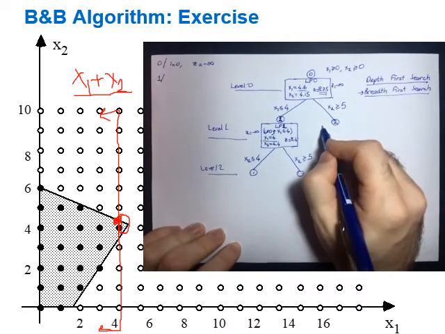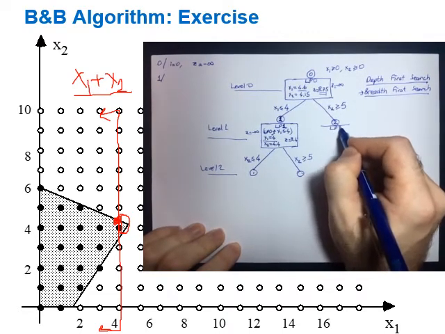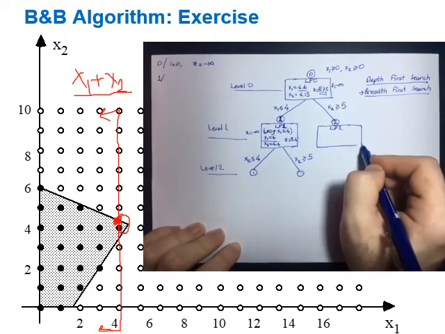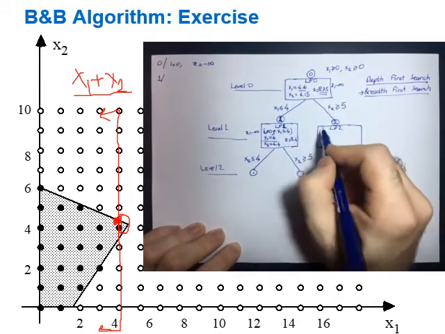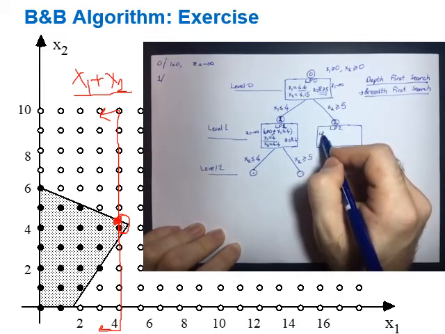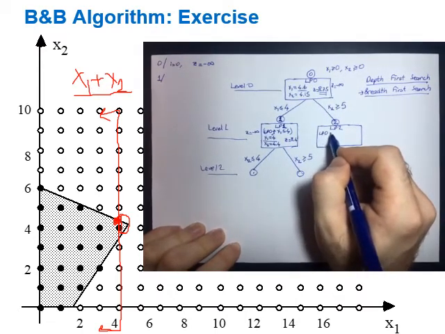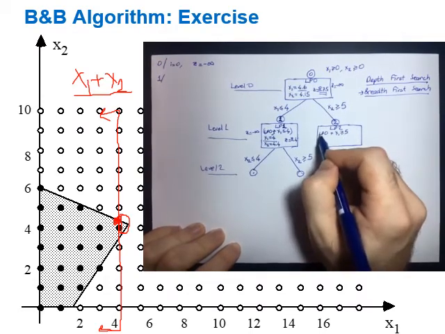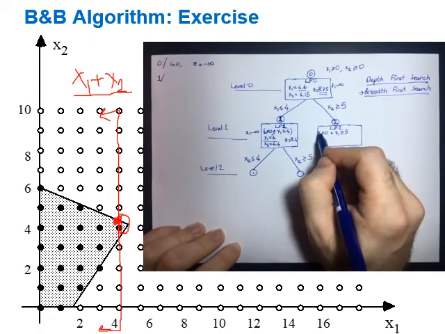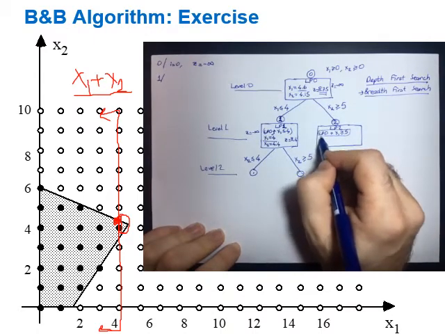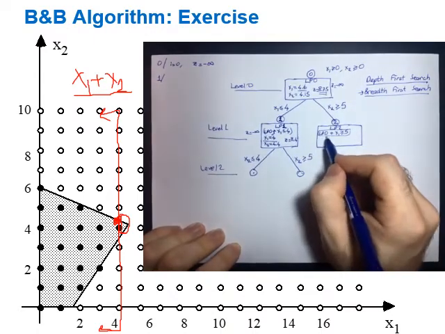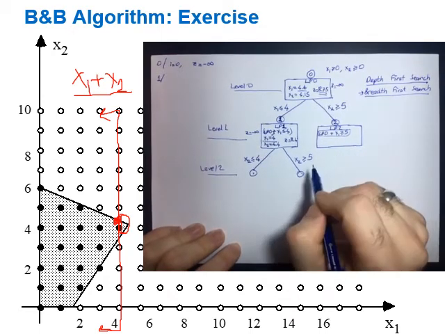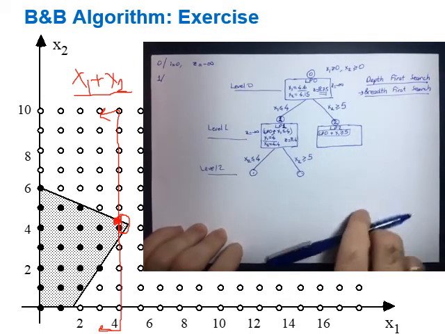Now here I have LP2, and in this LP2, what do I have? I have LP0 plus I am adding the constraint x1 greater than or equal to 5. So this is the problem that I am solving: all the constraints of LP0 plus this x1 greater than or equal to 5 constraint.